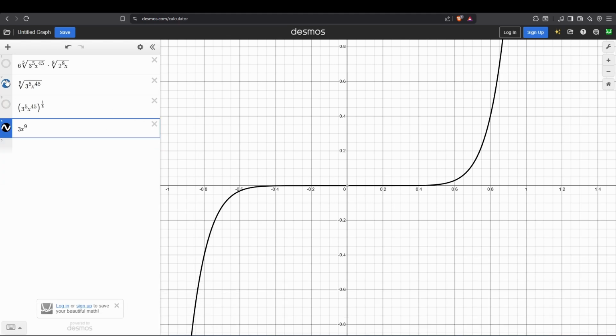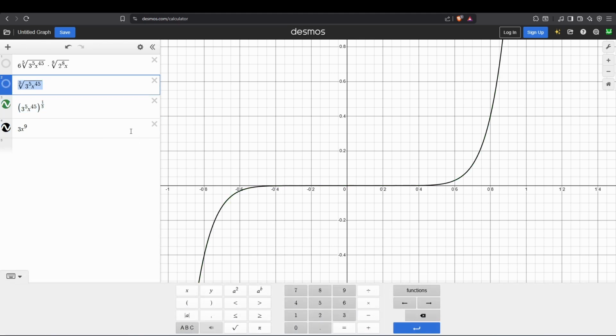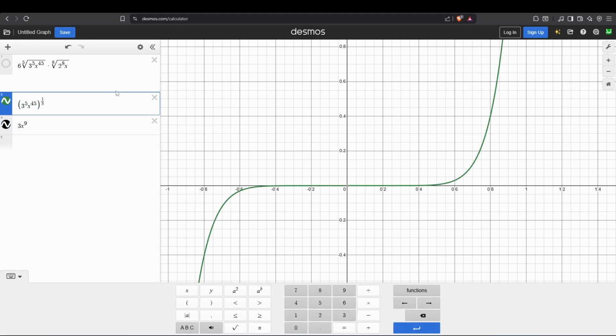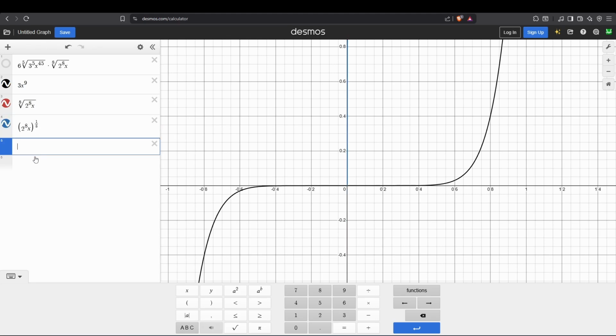And as you can see, this also overlaps perfectly, which shows that it's the same thing as this first part of the equation. That's our first part of the equation. Now let's look at the second part, which is this. Again, we can rewrite this as 2 to the 8th times x, and then to the power of 1/8. So what is 8 times 1/8? 1. So 2 to the 1 is just 2.